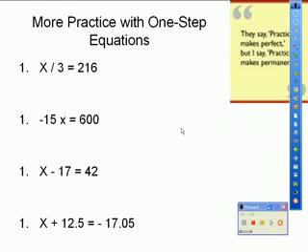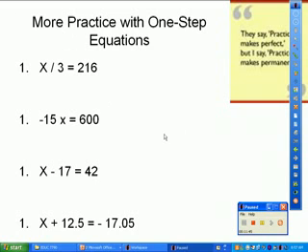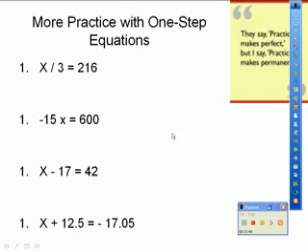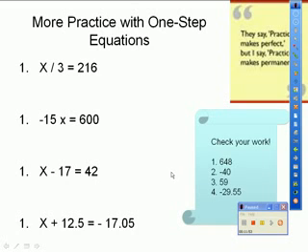Go ahead and press pause on your video screen and take a few moments to complete these practice problems with one-step equations. Alright, and here are your answers. Check your work.